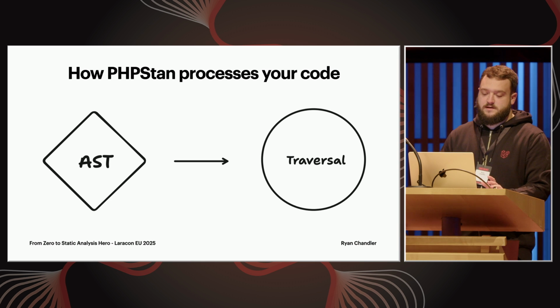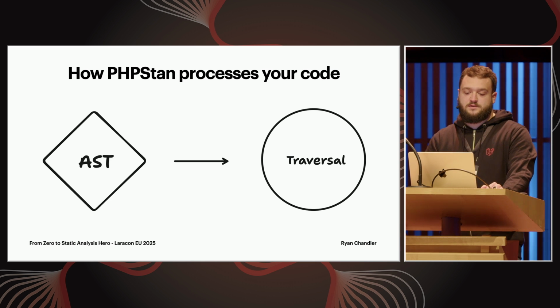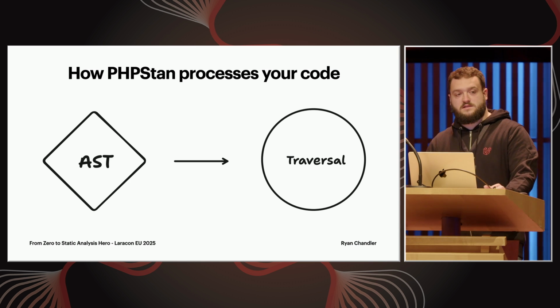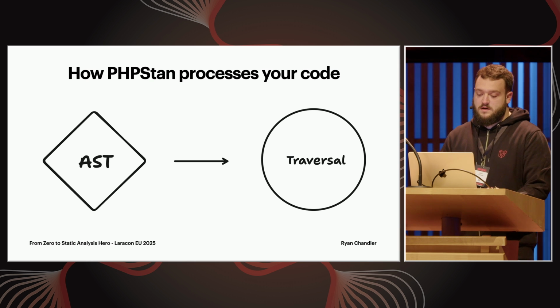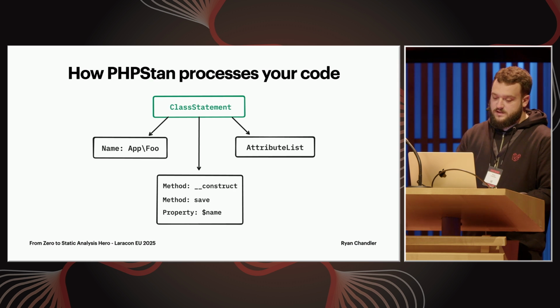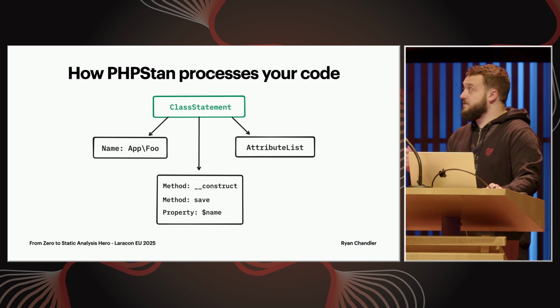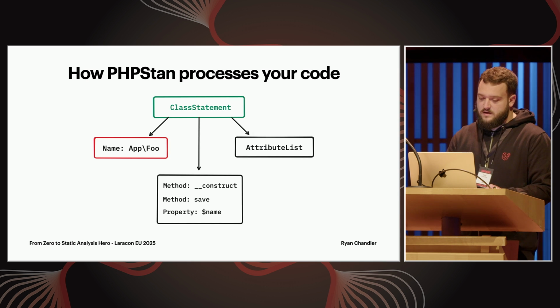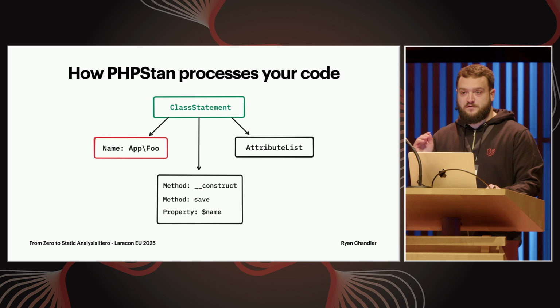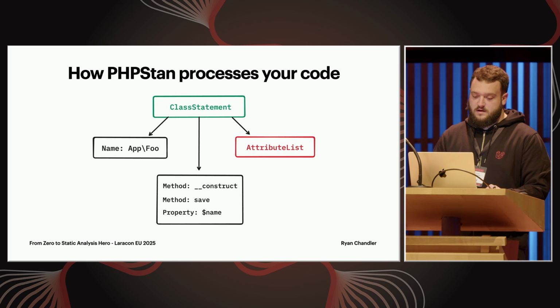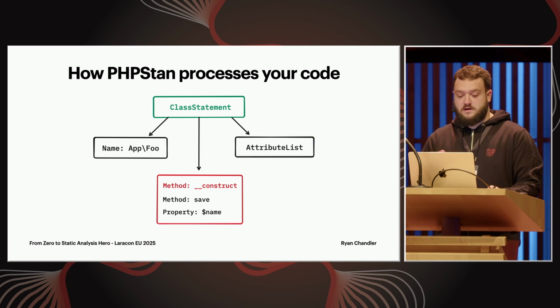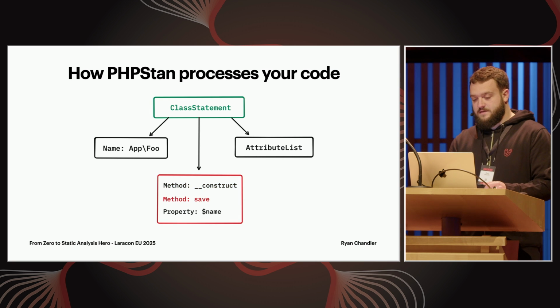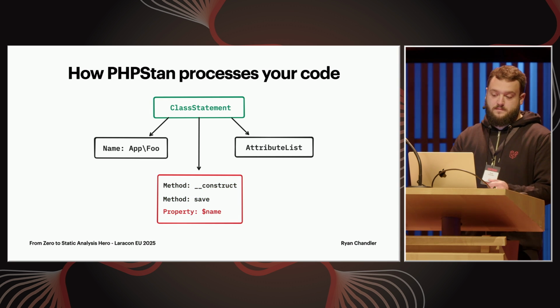So once you've got that AST generated, PHPStan can then start to traverse it. This is a process where you start from the root node. That could be a class statement, a function statement, or an expression, and you visit each node in the subtree. You work your way down the branches. So going back to the AST for our example Foo class, we start at the top with a class statement. You'd see that it has a name child node, so you'd visit that node and process it. You might then process the attribute list, and then you can go through each of the class member nodes too, so the constructor, then the save method, and finally the name property.